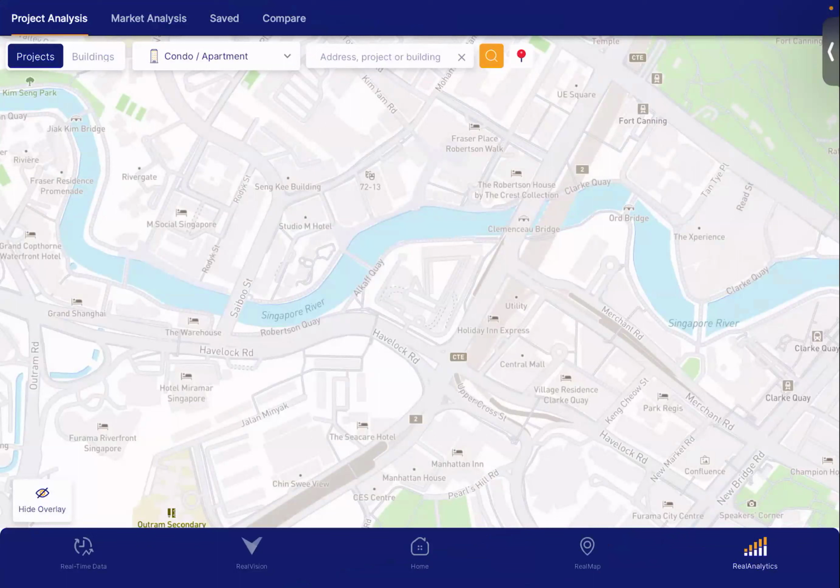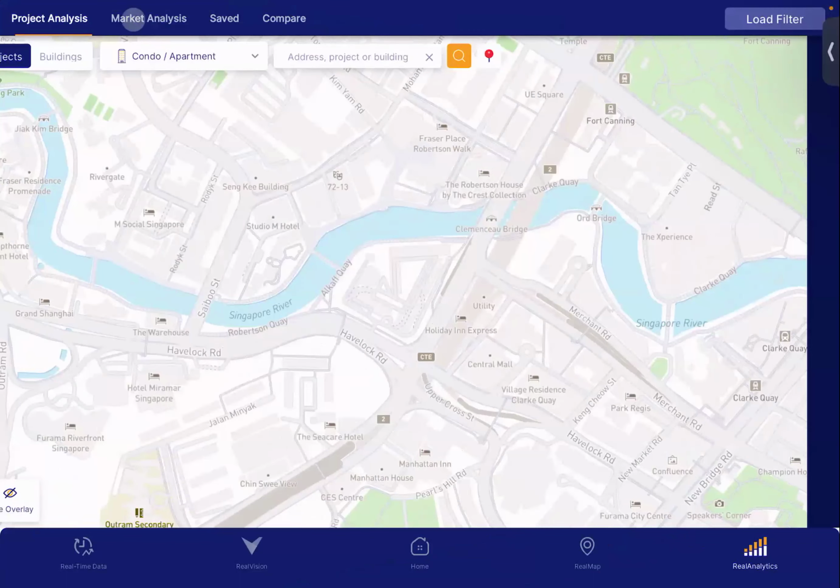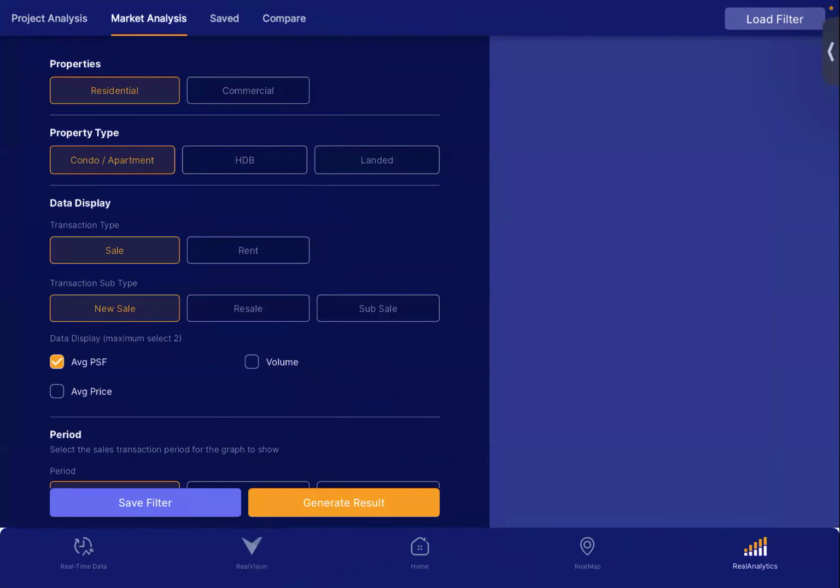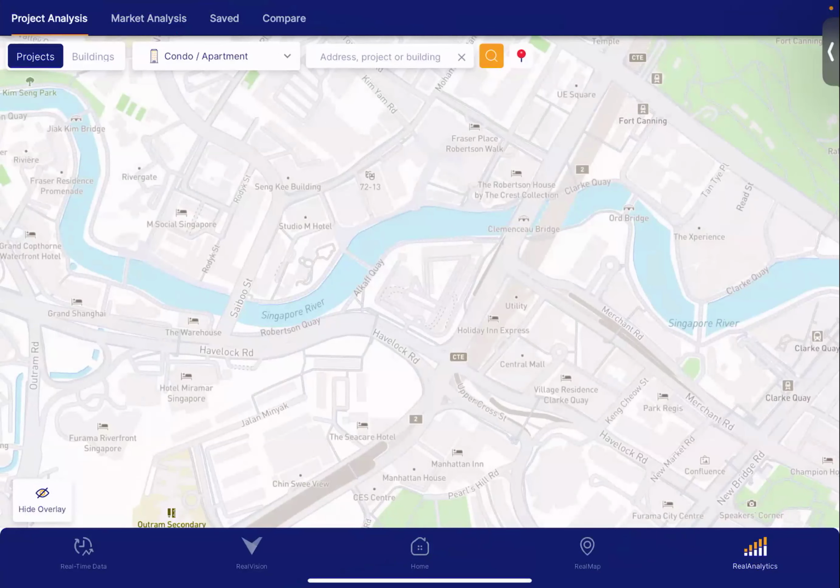Okay. Market analysis, the second one, it is macro. We are comparing district to district. Okay. And the new feature that we have is that you can save the project analysis, you can save the market analysis, and you can compare each other. So you can compare micro to macro, macro to macro, micro to micro, up to you. Okay. I will show you how to do it. Basically, when I show you the example, it will be a bit more clear.